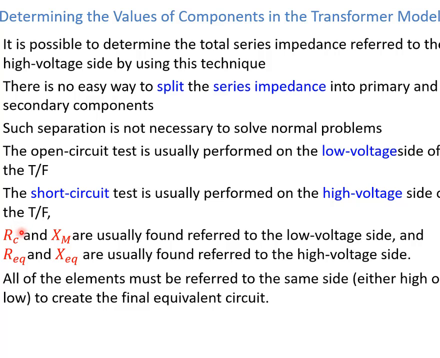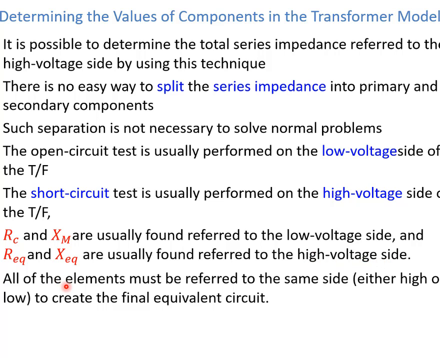So RC and XM are usually found referred to the low voltage side, and R equivalent and X equivalent are usually found referred to the high voltage side. So we have to be very careful when solving with these relations, that RC and XM are usually found referred to the low voltage side, meaning on the secondary side, and R equivalent and X equivalent are usually found referred to the high voltage side.